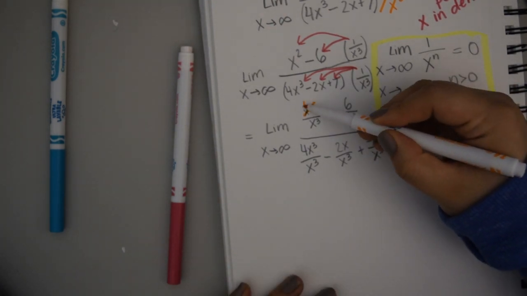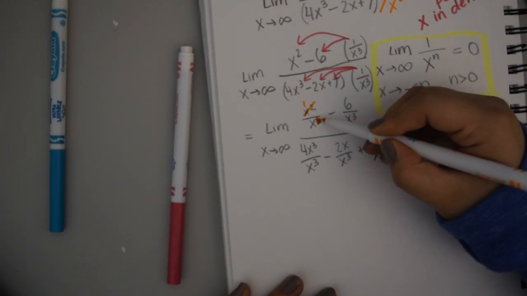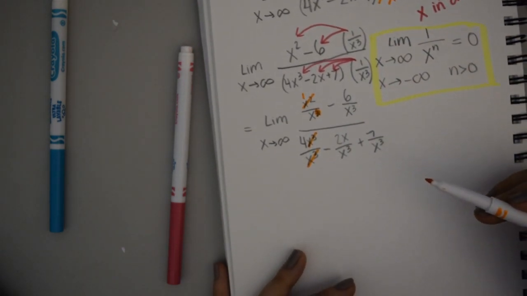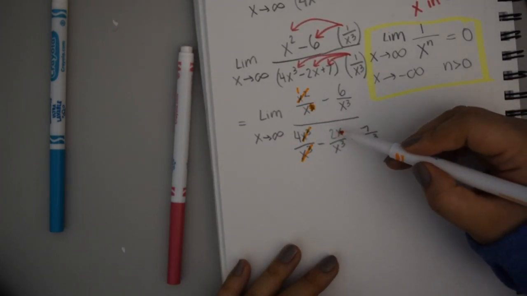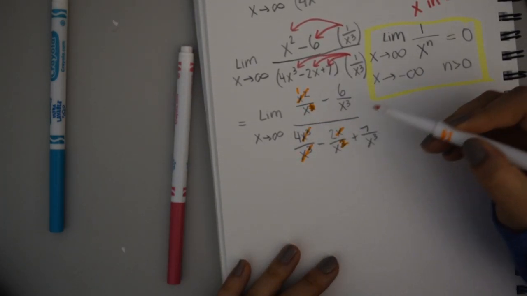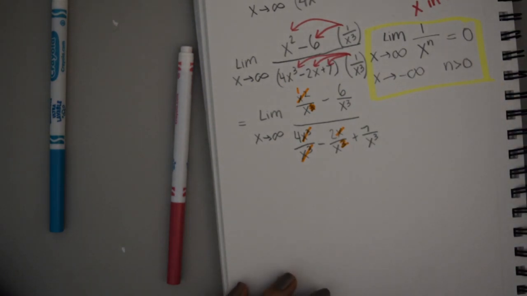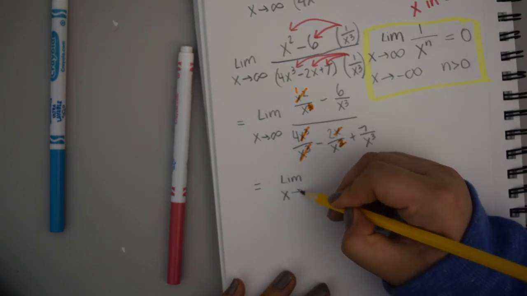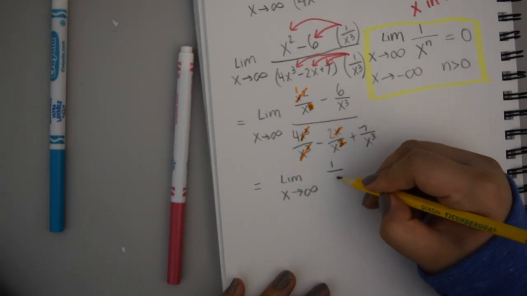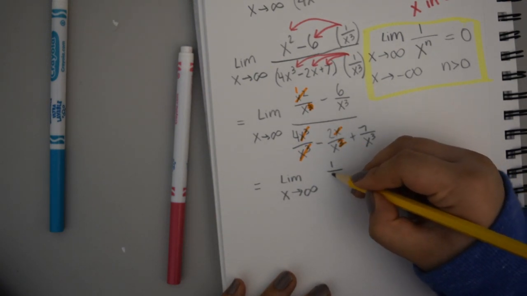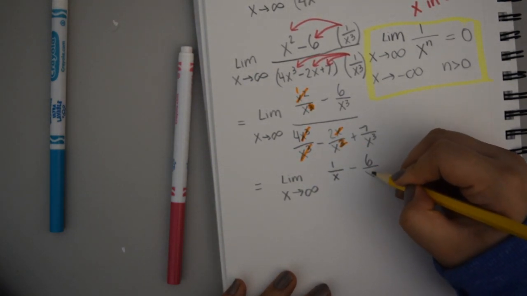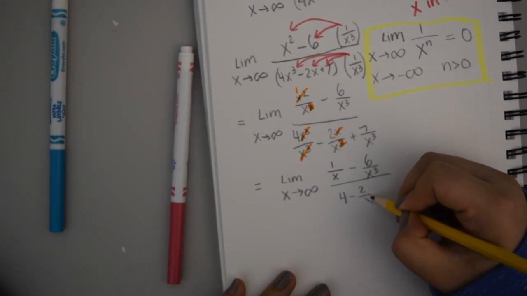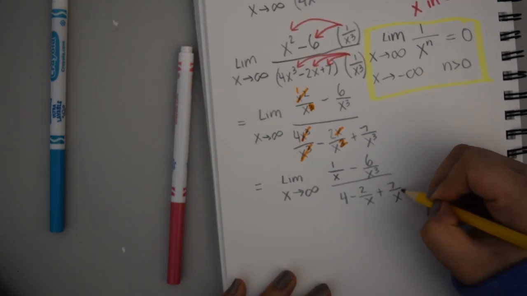So this becomes 1 over x, right? This is 6 over x cubed, that's good. This part cancels. The x cubed and the x cubed here cancel, so we just have the 4. This x cancels with this, so we have an x squared on the bottom. So I'm just going to rewrite that because that got messy. The limit as x approaches infinity of 1 over x minus 6 over x cubed, over 4 minus 2 over x plus 7 over x cubed.